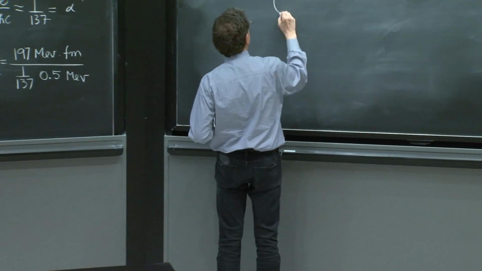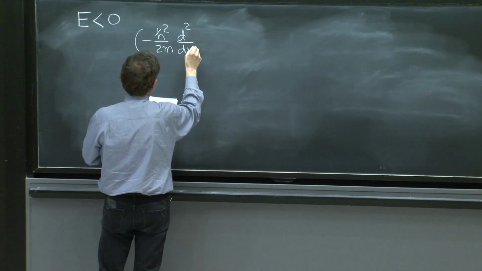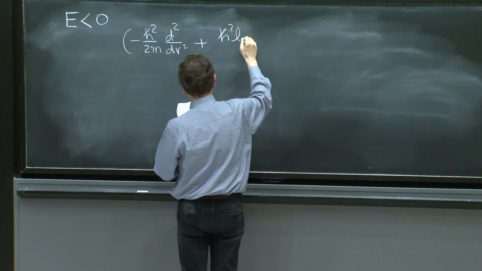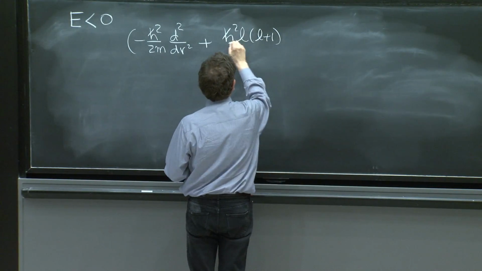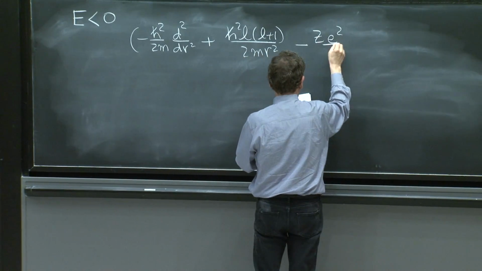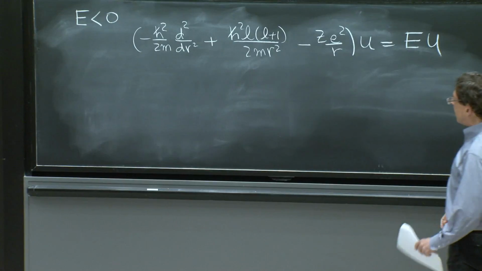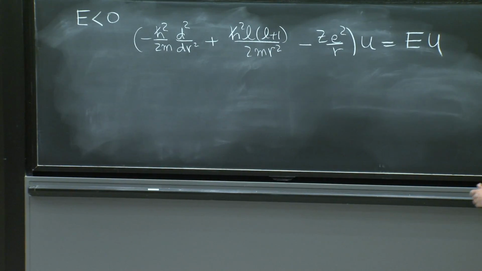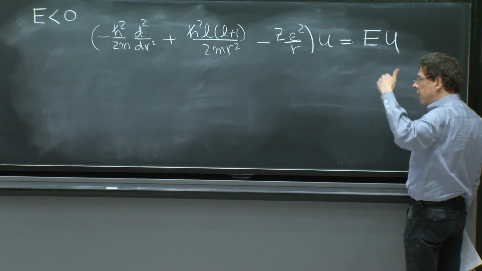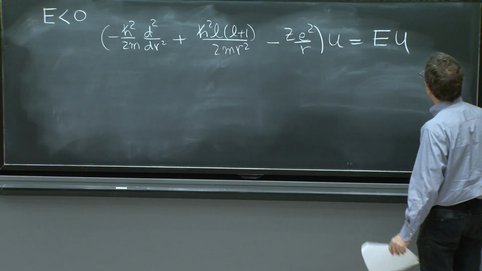Our equation is minus h-bar squared over 2m, the second derivative d^2/dr^2, the radial equation, plus h-bar squared L times L plus 1 over 2mr squared minus Z e squared over r, u is equal to E u. So this is the radial equation. Remember, it was like a Schrodinger equation for a variable u, and the wave function was u over r times a spherical harmonic, Y_lm.